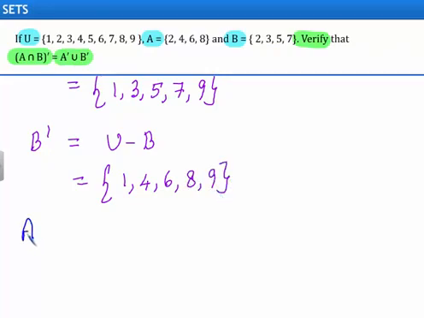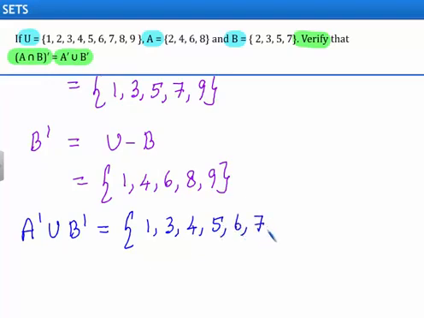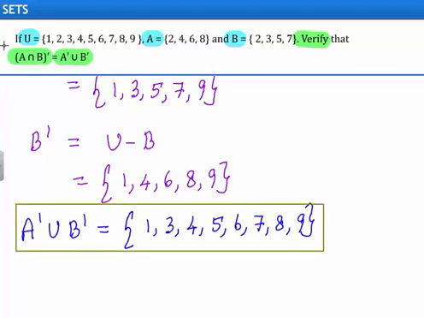Now we need to find A complement union B complement. This set will consist of the elements which are either in A complement or in B complement. They are 1, 3, 4, 5, 6, 7, 8 and 9. Let us name this as equation 2.